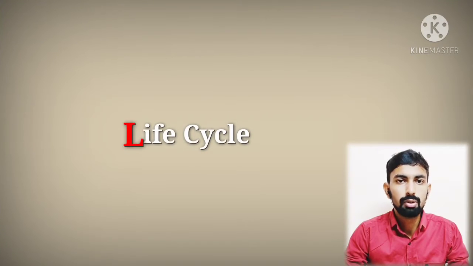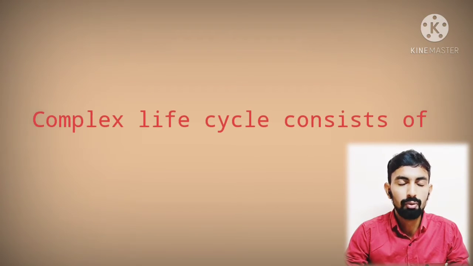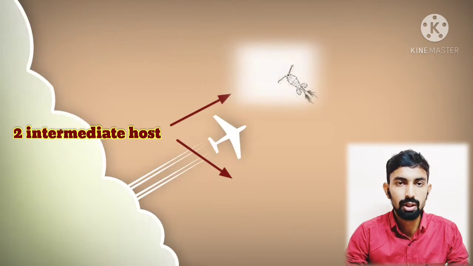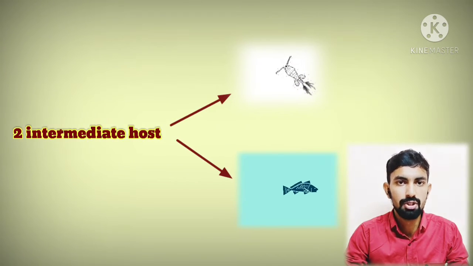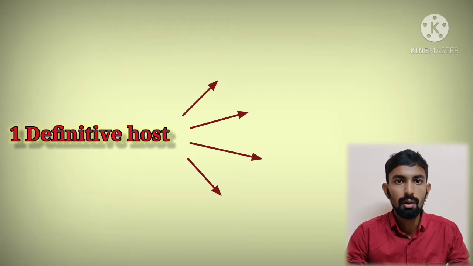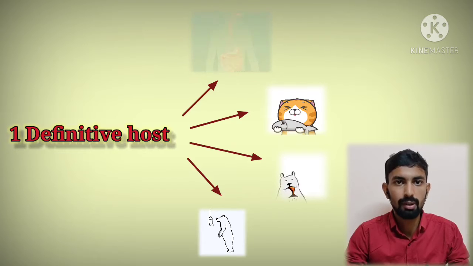And we are now going to see about the life cycle of this fish tapeworm. The life cycle of this worm is very complex and comprises two intermediate hosts. The first intermediate host is the copepod, which is a crustacean, and the second intermediate host is the small fishes. It has one definitive host. The definitive hosts include fish-eating mammals, which are humans, polar bears, cats, dogs, etc.